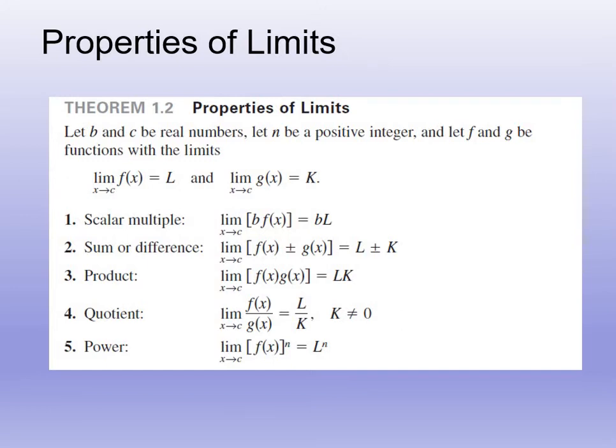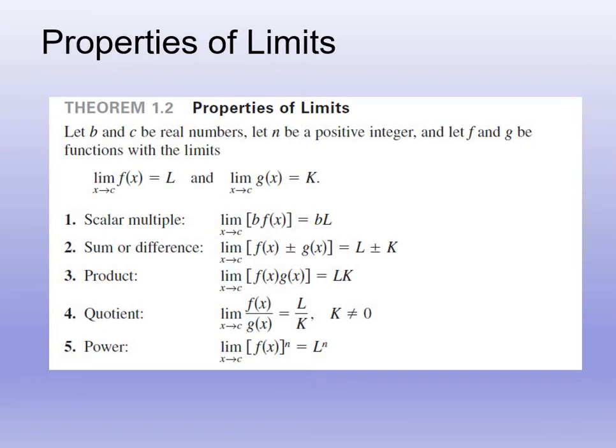We're going to go through examples. Essentially, if we have a scalar multiple, whatever that multiple is, it's times whatever the limit is. In this case, our multiple is b, so it would just be b times whatever the limit comes out to be. Same with the sum or difference of two functions.